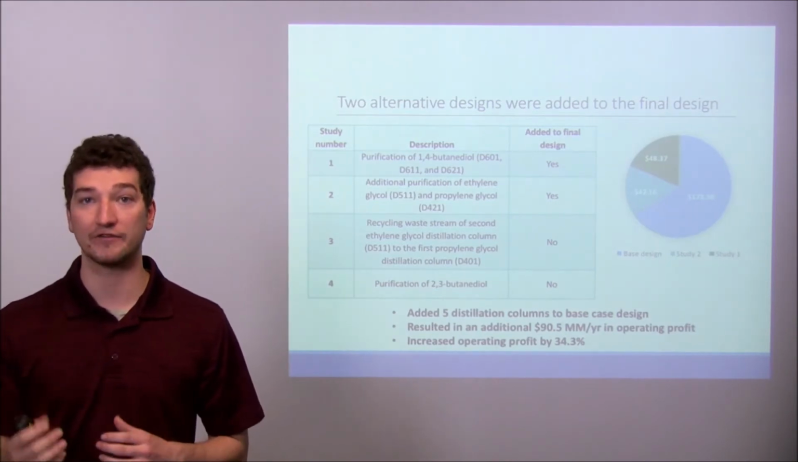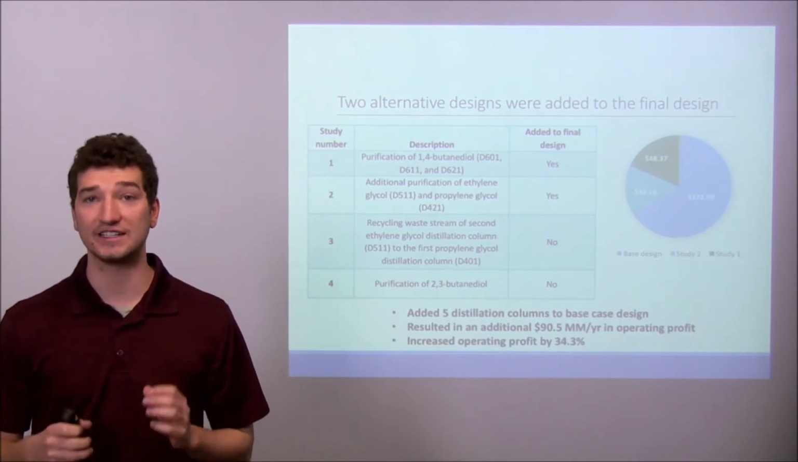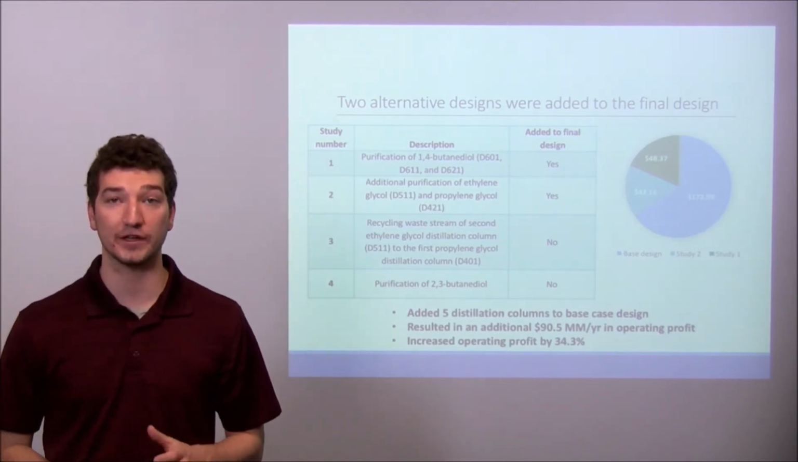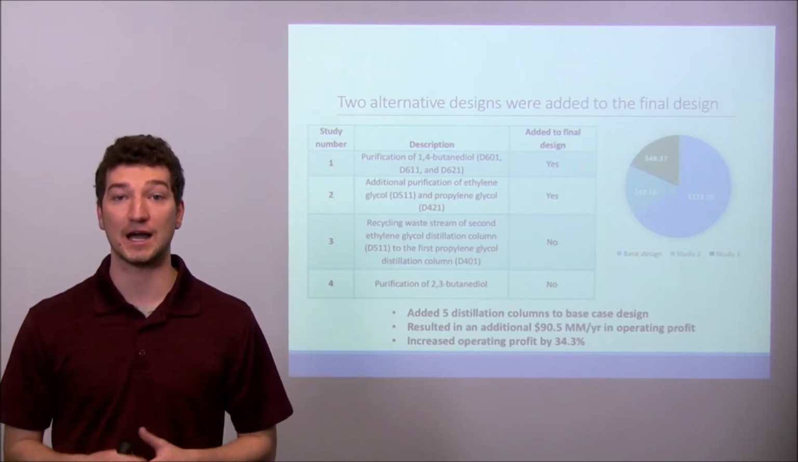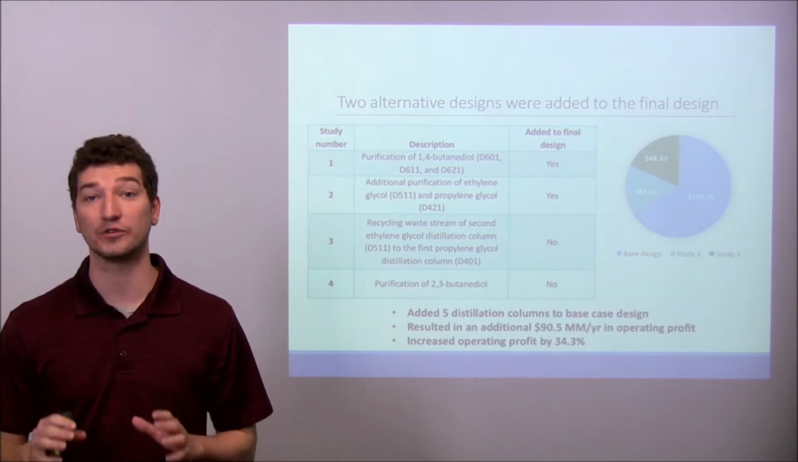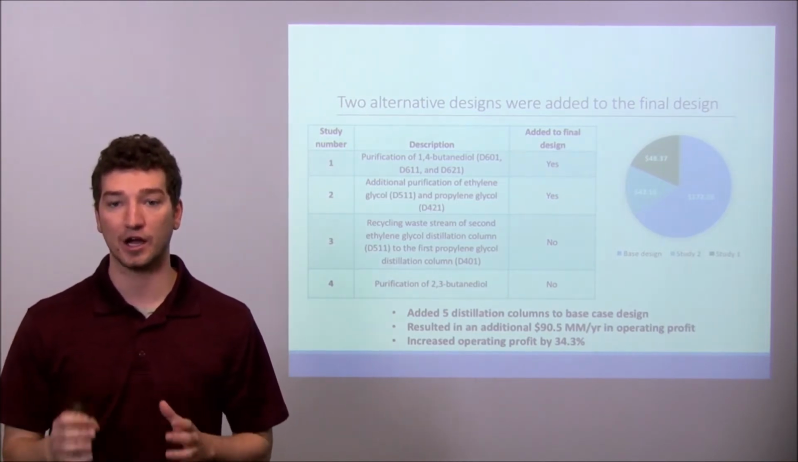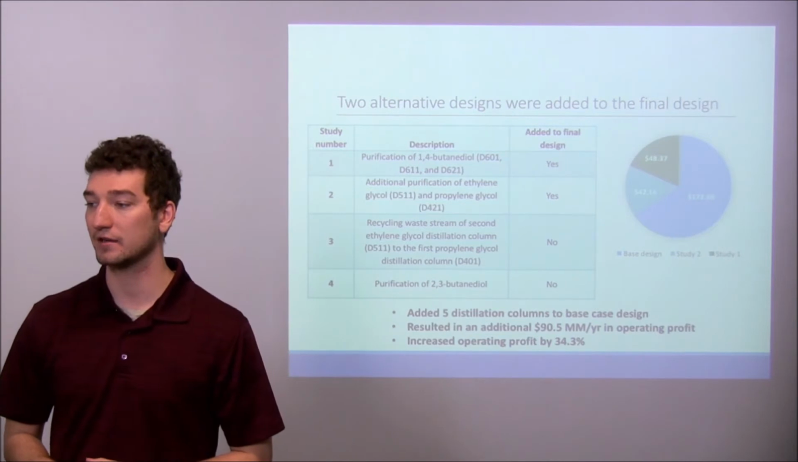So overall we added 5 distillation columns to our design, which resulted in an additional $90.5 million a year in operating profit. So that's profit generated from revenue minus the operating costs, but it doesn't include the raw material costs because, as you'll hear Robert talk about later, that's one of the major determining factors for the feasibility of this design, and he'll go into that more in detail.